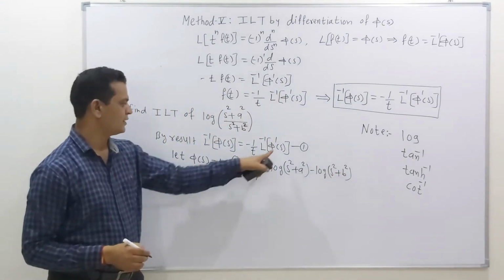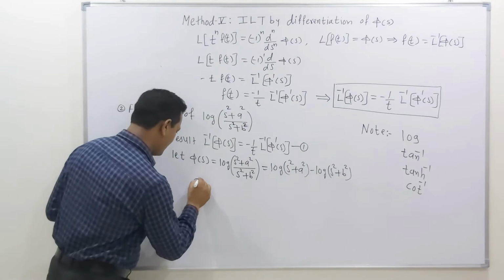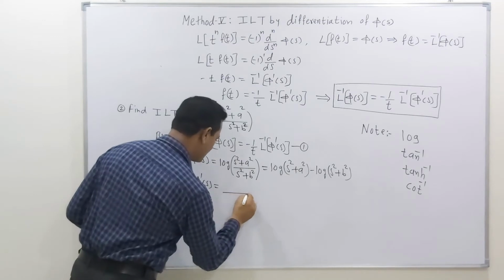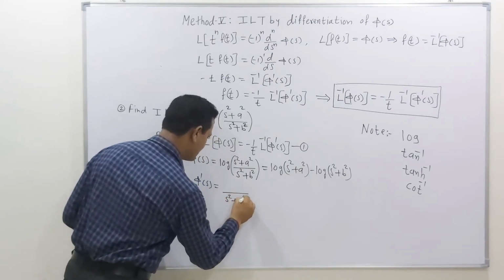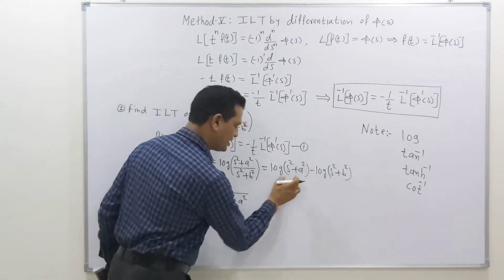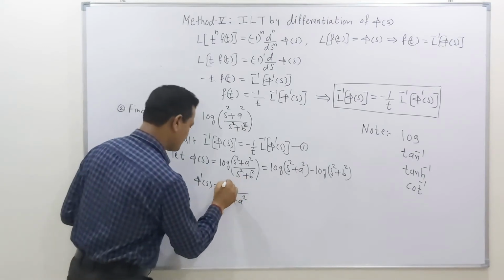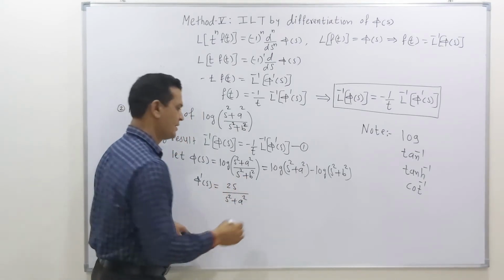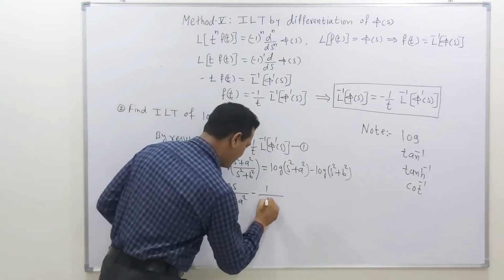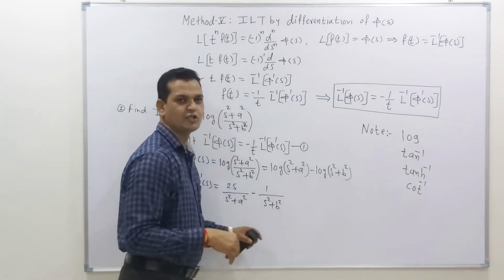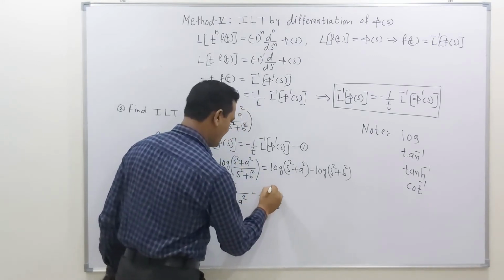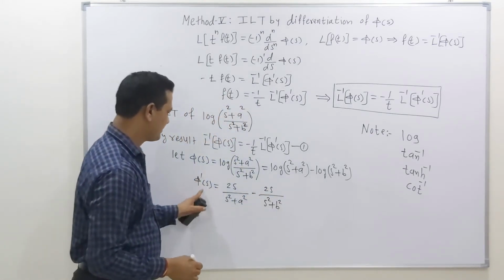Now we can easily find the derivative, phi dash of s. Phi dash of s is equal to, since the derivative of log x is 1 upon x, 1 upon (s square plus a square). But this is other than s, so the derivative of s square plus a square with respect to s is 2s, so the numerator is 2s. Minus, again, the derivative of log of (s square plus b square) is 1 upon (s square plus b square), but this is other than s, so the derivative of s square plus b square with respect to s is 2s. So this is the value of phi dash of s.